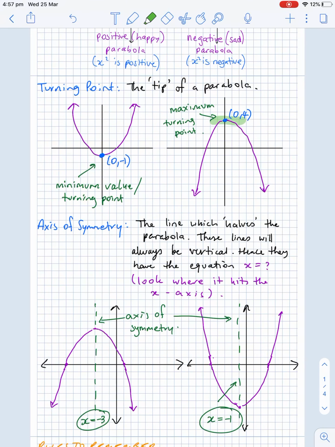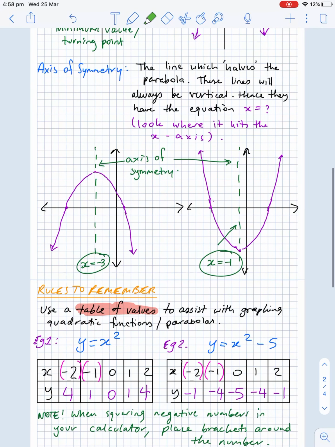With a sad face, it's going to be a maximum point. So there's our maximum turning point, or the maximum value. For sad faces, you have a max, and for happy faces, you have a minimum point. Okay, moving on. The axis of symmetry is a vertical line. These lines here are axes of symmetry. It's a vertical line that halves our sad or happy faces, our parabolas.